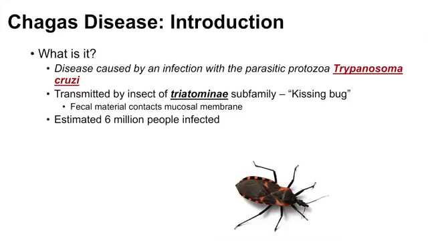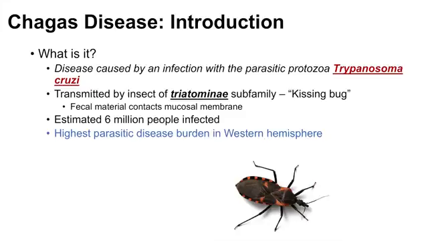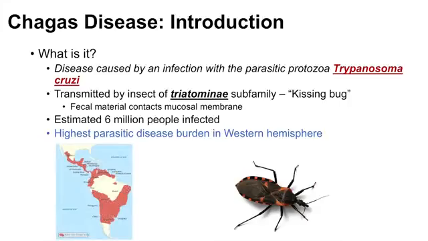Now, it's estimated that about 6 million people are infected with Chagas disease. And interestingly, it constitutes the highest parasitic disease burden in the Western Hemisphere, even more so than malaria. And here is the estimated range of Chagas disease. Anywhere from northern Mexico, and some estimates even say parts of southern United States, all the way down to Argentina. This is the range of Chagas disease.